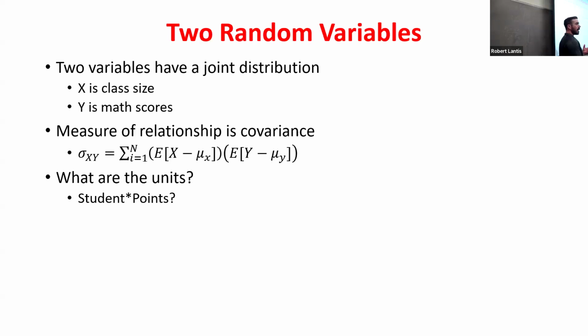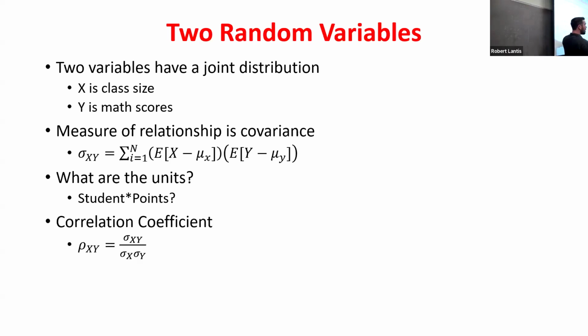So how can I make this a nice unitless measure and also account for the fact that some variables have different variation in them? So I'm going to tend to see more things be on different sides of the mean. I can scale my covariance by dividing by the standard deviation of each variable. So now you think about here, I had student points divided by students times points. Oh, all my units cancel, right?